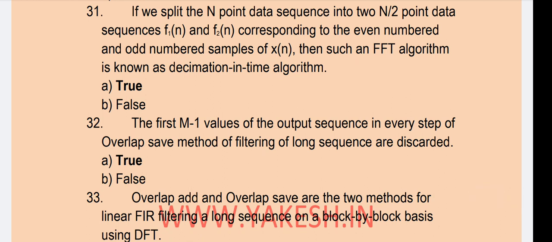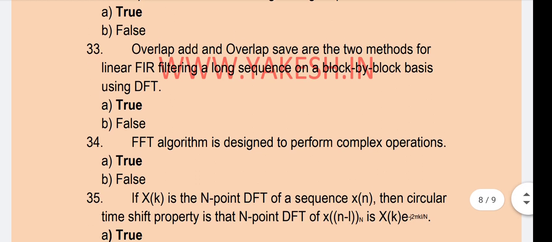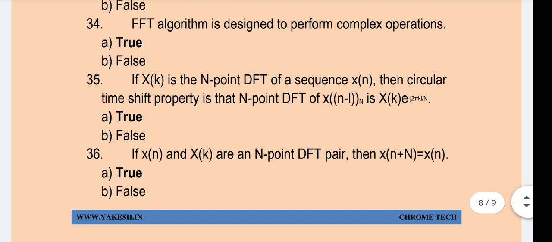If we split the N-point data sequence into N/2-point data sequences f1(n), f2(n) corresponding to the even and odd numbered samples, option A true is the correct answer. The first M minus 1 values of the output sequence in every step of the overlap save method of filtering of a long sequence are discarded. True. Overlap add and overlap save are the two methods for linear FIR filtering of a long sequence on a block-by-block basis. True. The FFT algorithm is designed to perform complex operations. True.